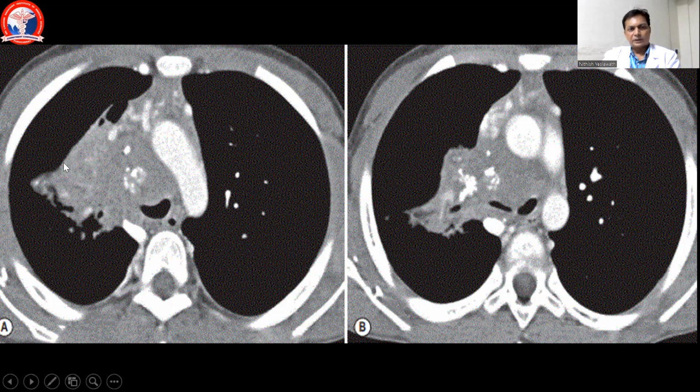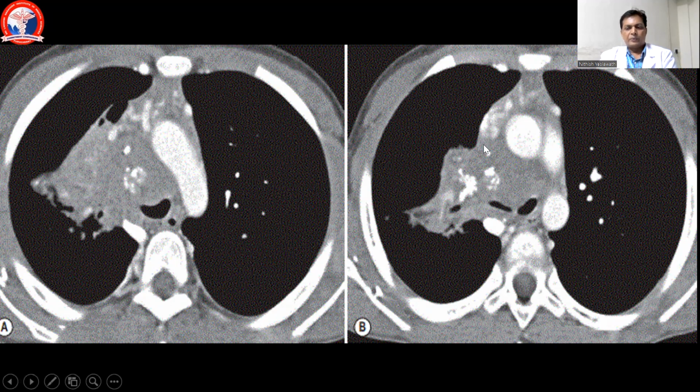Here the large mass is seen, which is showing calcified foci, and the mass is seen extending to the right mainstem bronchus, and it is encasing the right mainstem bronchus, which is leading to the constriction of the bronchus, as well as the trachea also is showing less volume, and this large mass is compressing the superior vena cava.